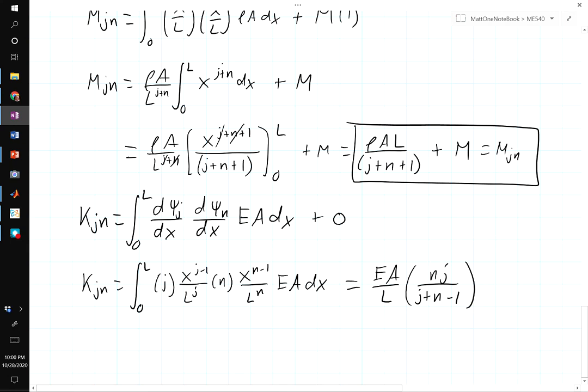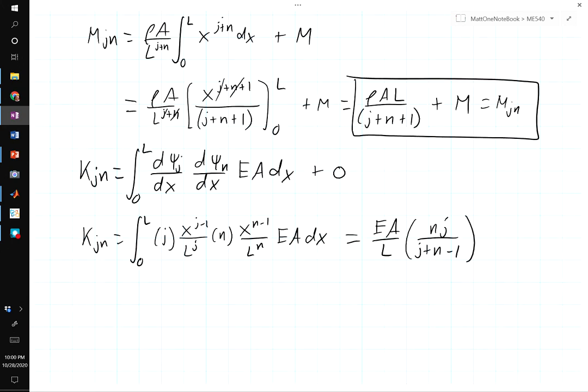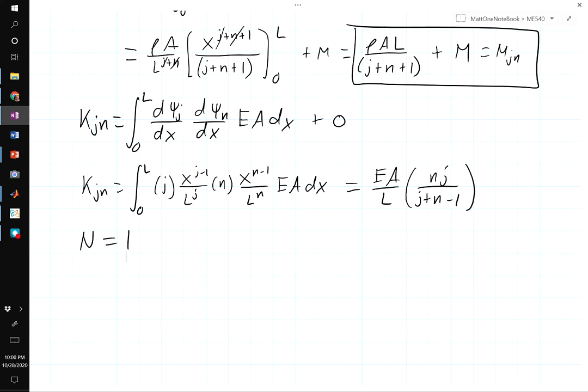So that's the term for the stiffness matrix. And now we are ready to write our equation of motion. We decide how many terms we want. Let's just do a really simple case. If n equals 1, our equation of motion is just m11 q1 double dot plus k11 q1 equals capital Q. And let's not have a force. We'll just have that equal to 0.